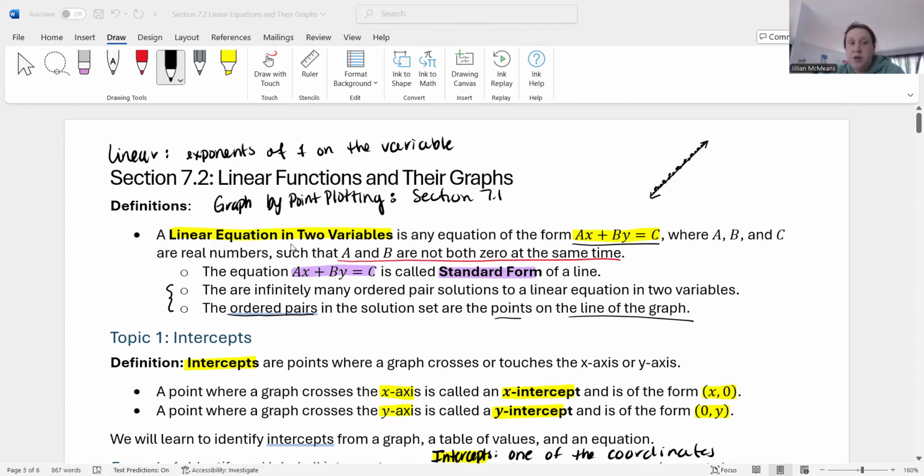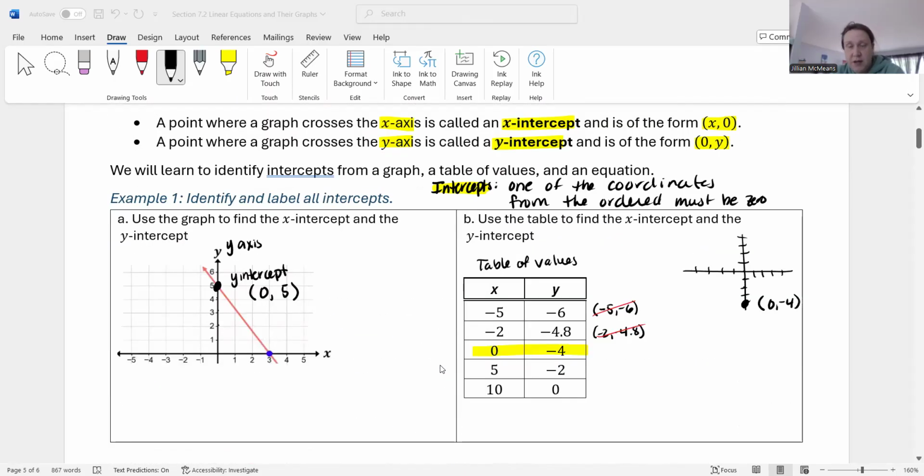And we learned that a linear equation in two variables is any equation of the form ax plus by equals c. We know that a, b, and c can be any real number: fractions, decimals, positive, negative, whole numbers, any of that, just as long as a and b are not both 0. And I said, way later, we're going to figure out what happens when a or b is 0. And we do get a very specific type of line.